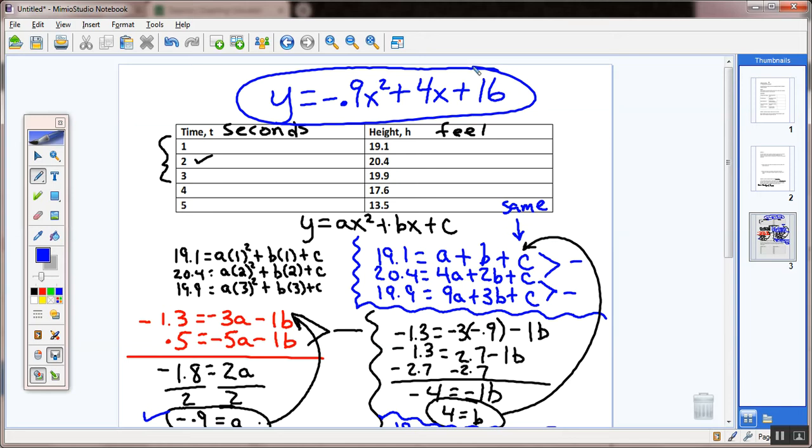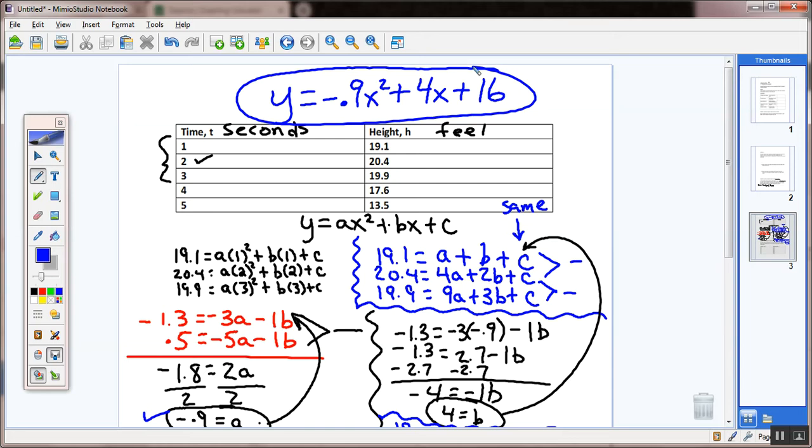All right? So if I say, here's a table of information, I want you to write 3 equations with 3 unknowns. Which variable dropped out first? C dropped out first, then B dropped out. You're able to solve for A. Use A to plug back in to find your B value. Then use A and B to find C. Really, it's just a matter of plugging stuff in and solving a system of equations. So a model for this path would be y equals negative 0.9x squared plus 4x plus 16.